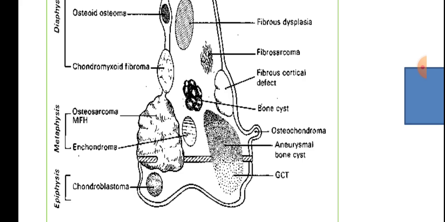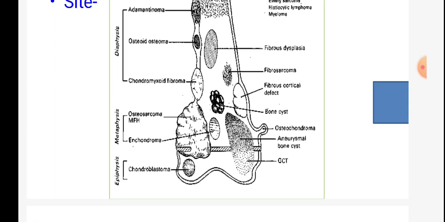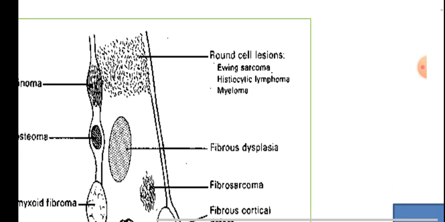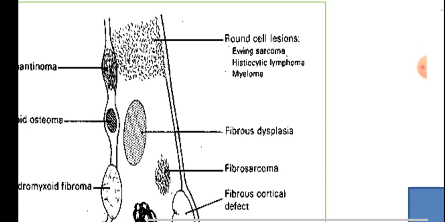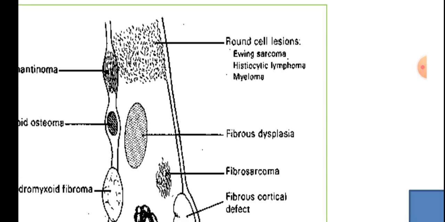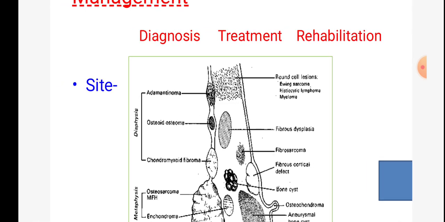bone cyst, fibrous cortical defect, fibrosarcoma, fibrous dysplasia. The round cell lesions include histiocytic lymphomas, myelomas, Ewing sarcoma. So all are the round cell lesions of the malignant bone tumors.